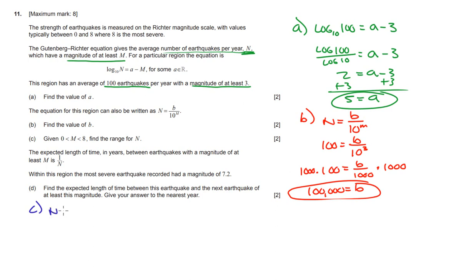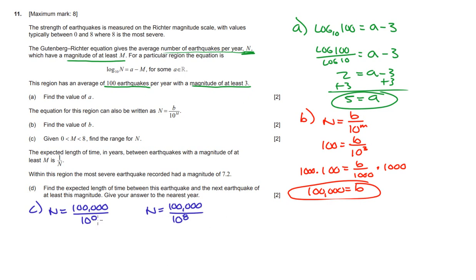So our new formula now is going to be n equals, instead of B, it's 100,000 over 10 to the m, and the m can be as small as 0, so n equals 100,000 over 10 to the 0, or we also have n equals 100,000 over 10 to the 8th power. Okay, so we simply want to just simplify both of these, and away we go.